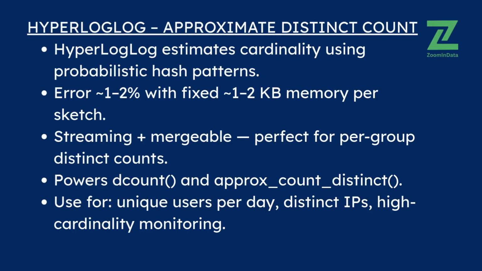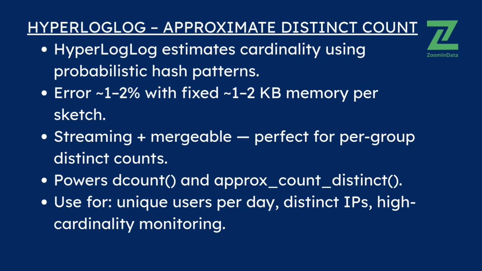Hyperlog is the classic for approximate distinct counts. It uses probabilistic observation of hash patterns, longest run of leading zeros in hashed values, to estimate how many unique items exist. Error is typically 1 to 2% with an extremely small fixed memory footprint, about 1 to 2 kilobytes per sketch, even for billions of uniques. It's streaming and mergeable, ideal for per-group distinct counts like unique users per region per day.